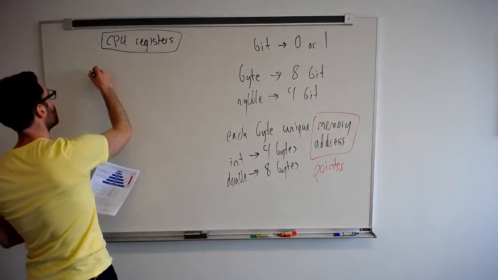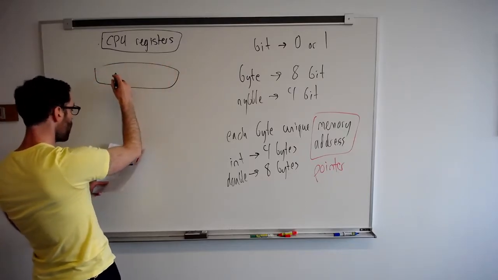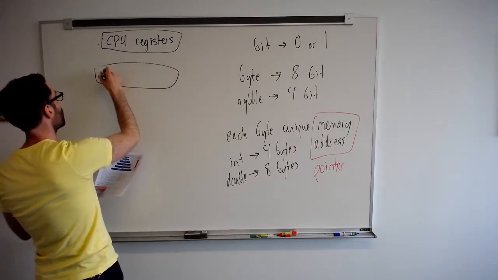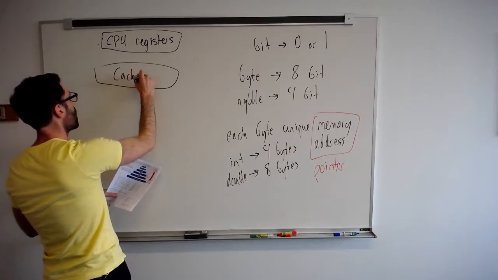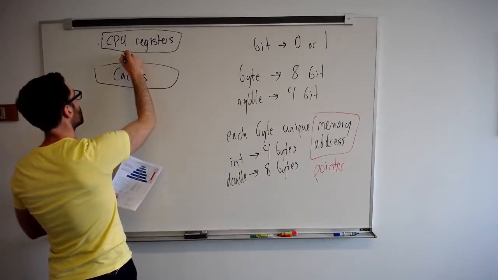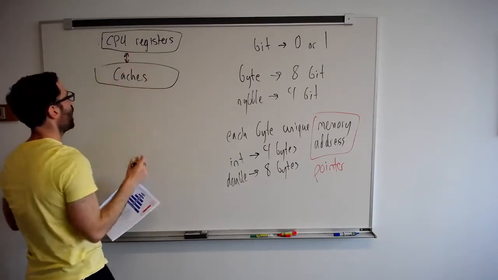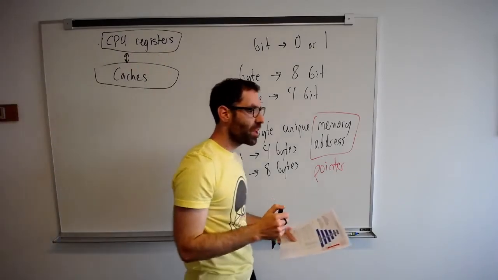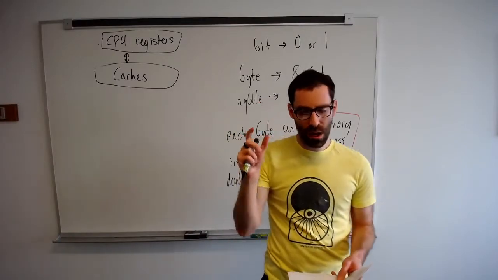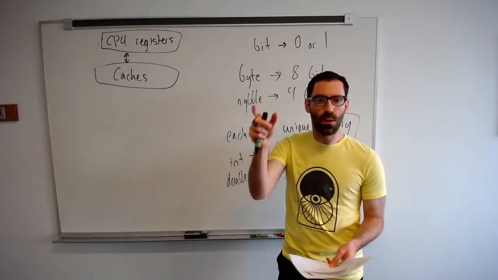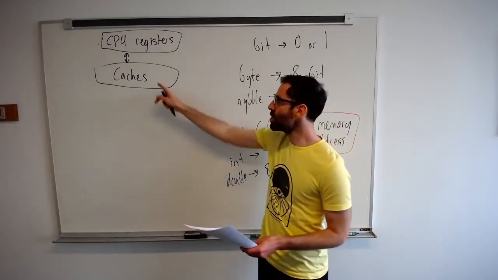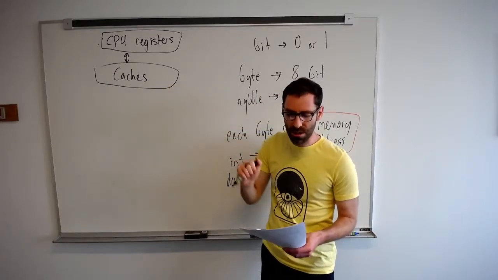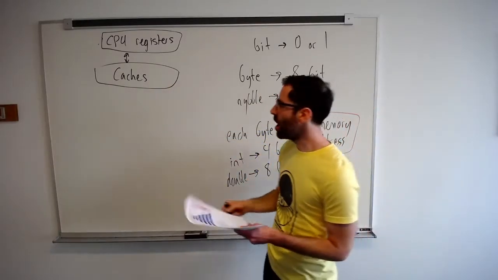And below that in our storage hierarchy, we have caches. And caches are larger than registers. In modern systems, there are often multiple levels of caches, but I'll just label one box of this caches.